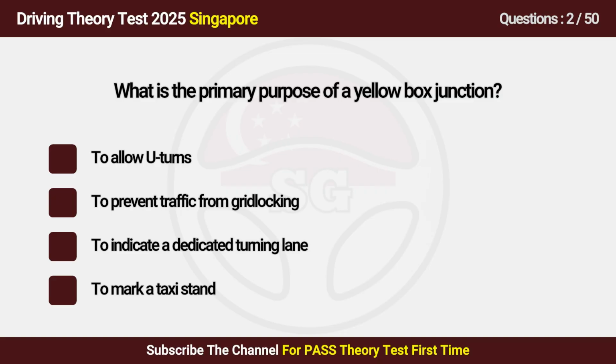Question 2. What is the primary purpose of a yellow box junction? A. To allow U-turns. B. To prevent traffic from gridlocking. C. To indicate a dedicated turning lane. D. To mark a taxi stand.